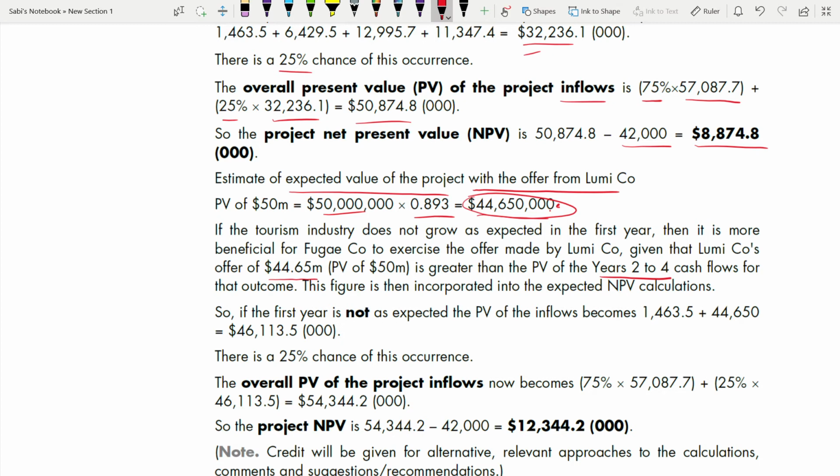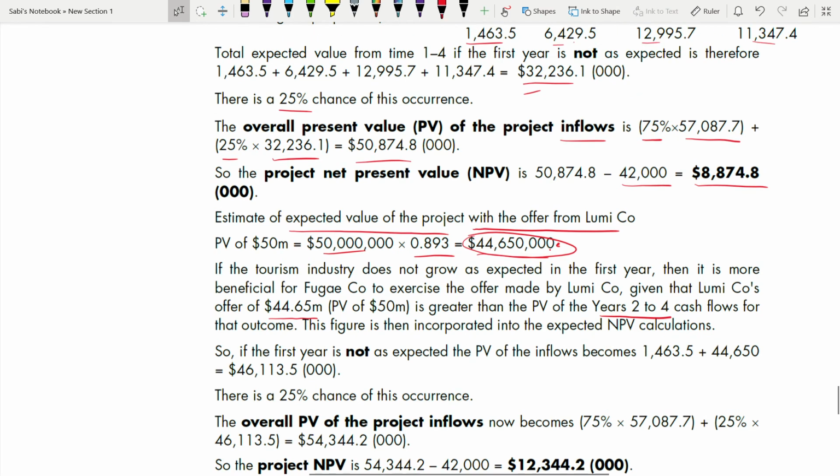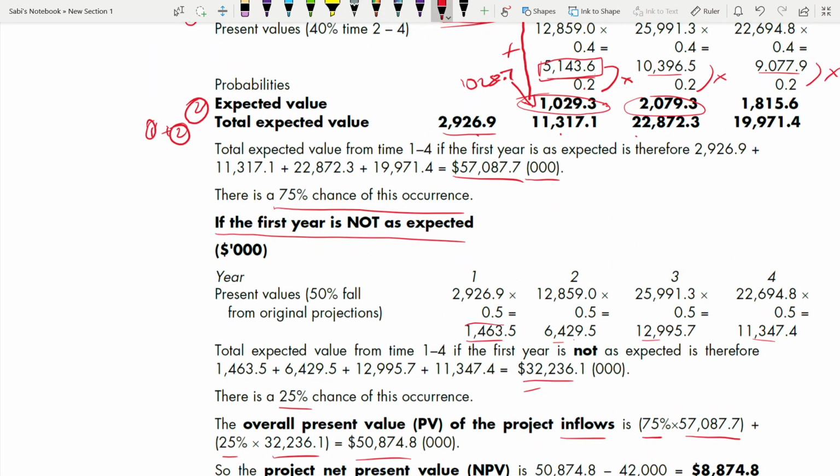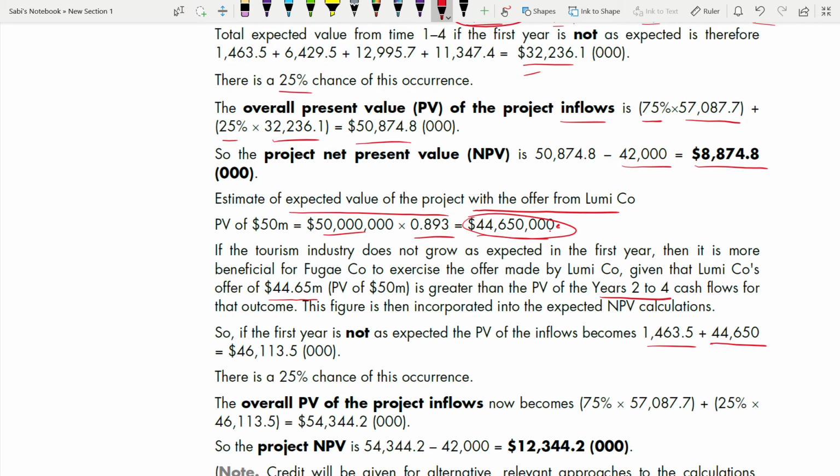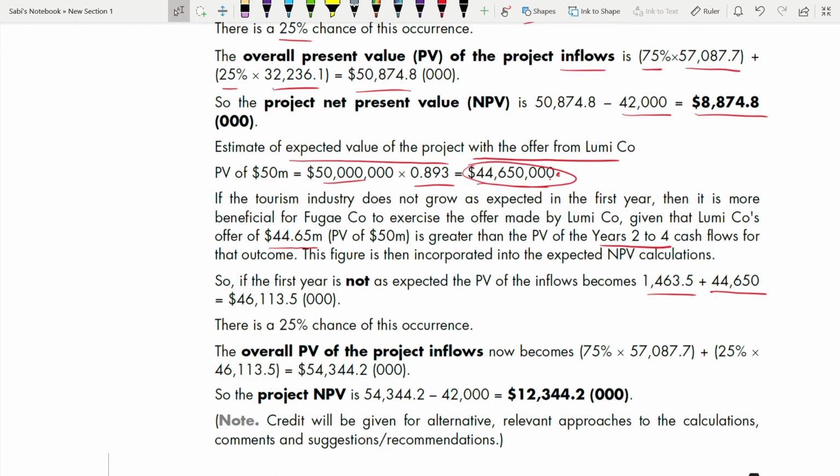So if the first year is not as expected, the present value of the inflows will become what? Not as expected means you will take the offer from Lumi. So if you take the offer from Lumi, the present value is this much. With that, you add only the first year's net present inflow, this one, 1436. Because you'll be taking a decision after 1 year onwards only. So first year you will be getting the present value. Of course, if you are accepting that offer, you're not getting the inflows from 2, 3, 4. But the first year is not dependent on that. That's why you are adding it with the amount you are going to get from Lumi. So that will be your total present inflow.